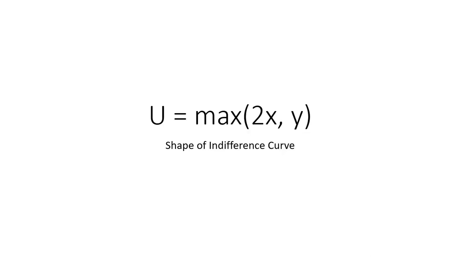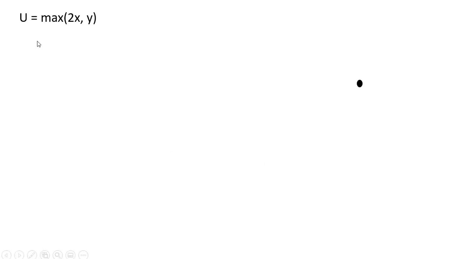All right, here's another strange-looking utility function. In this case, once again, we want to find the shape of the indifference curve. So utility is a maximum of 2x or y. Usually we have minimum here, but now we're going to put maximum. And we want to graph an indifference curve for u equals 10.